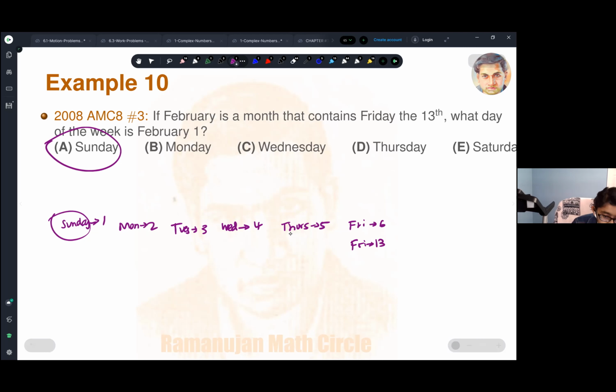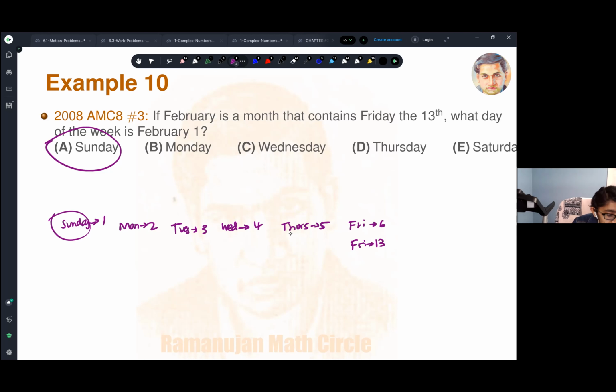So it's a simple step up and then working backwards. It could be more complicated, for example, like asking about what January 21st was, but you would have to carefully work backwards to figure it out.